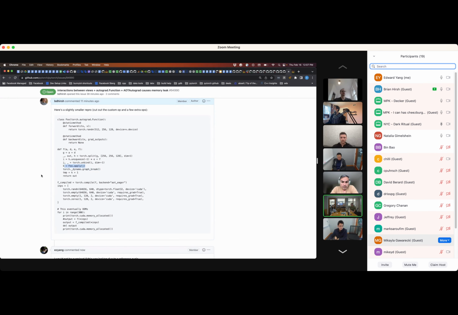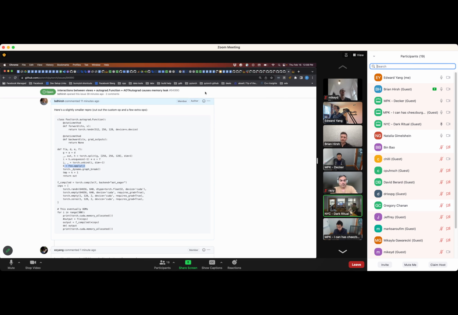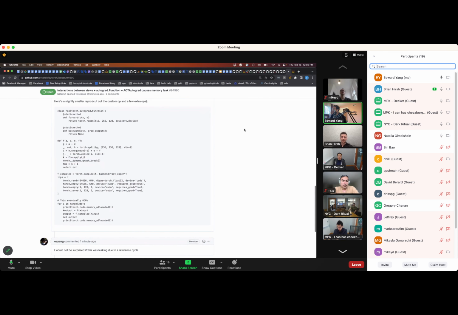So we don't always graph break on custom functions anymore. We only graph break on custom functions if the inputs require gradients, like if it's necessary to run the backwards later. I think that's the current state in Dynamo. Okay. Well, we can discuss that later, I guess, if you have other topics.